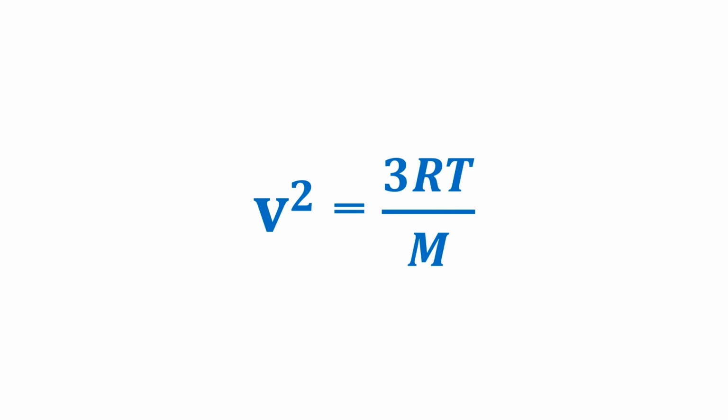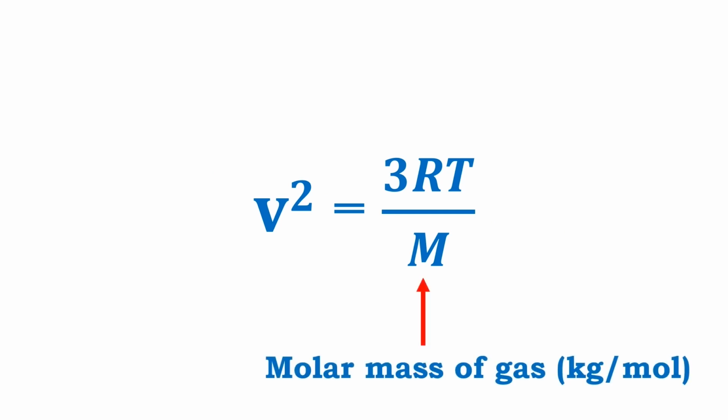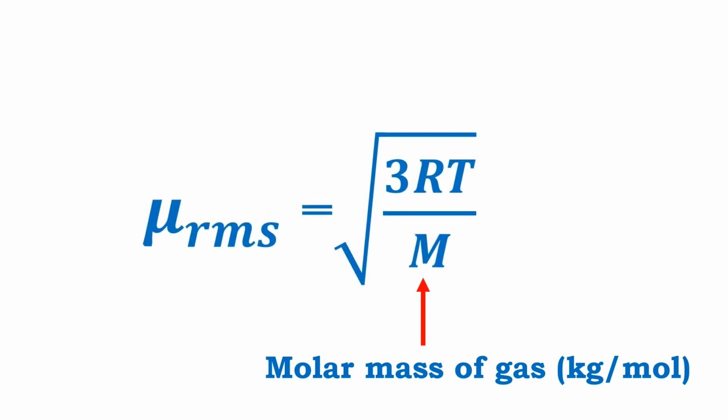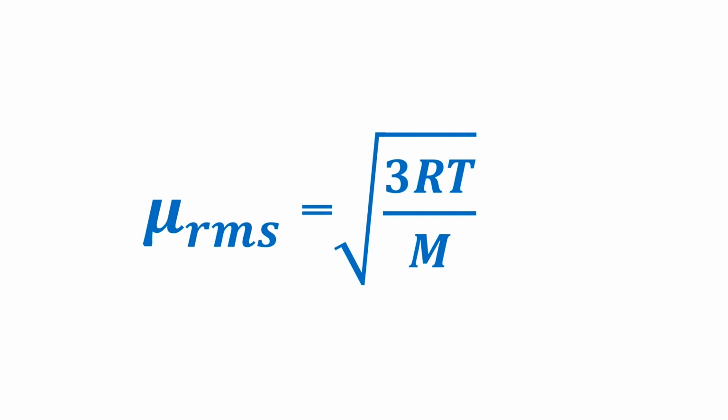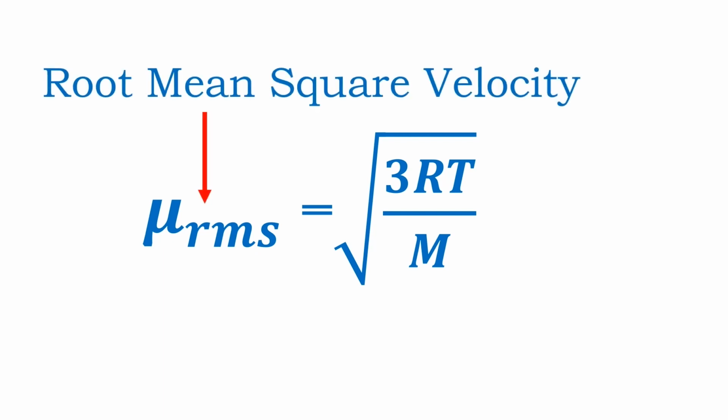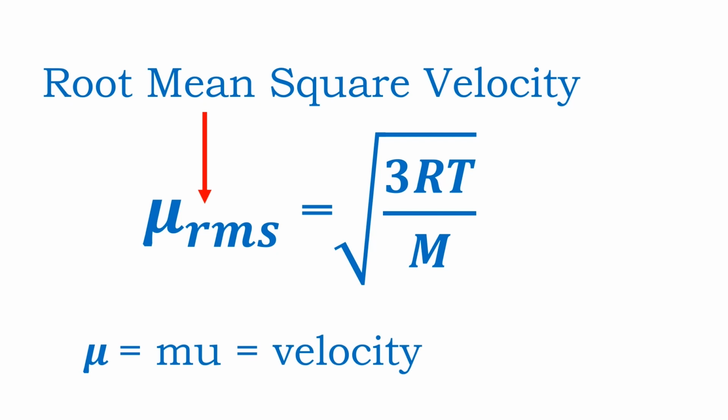Note, I'll change the lowercase m for the mass into an uppercase M. This signifies that I'm referring to the molar mass of the gas in kilograms per mole. Finally, I'll take the square root of both sides and get the square root of the velocity squared. We conclude with the equation for what's called the root mean square velocity. Note that the symbol for velocity in thermodynamics is the Greek letter mu, and RMS stands for root mean square velocity.